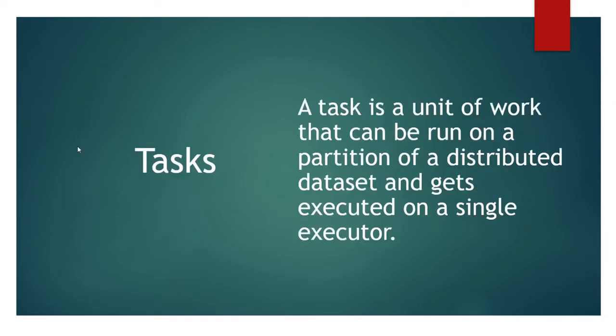Let's first discuss a task. A task is a unit of work that can be run on a partition of a distributed data set and gets executed on a single executor. Each task is a combination of blocks of data and a set of transformations that runs on a single executor. If you have one partition in your data set, you will have one task. If you have 100 partitions, you will have 100 tasks, and those 100 tasks can be executed in parallel. So a task is just a unit of operation applied to a unit of data, and the unit of parallel execution is at the task level.